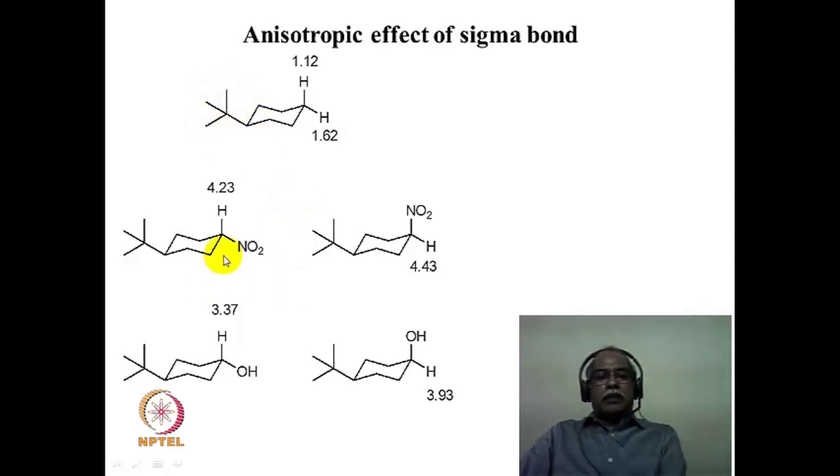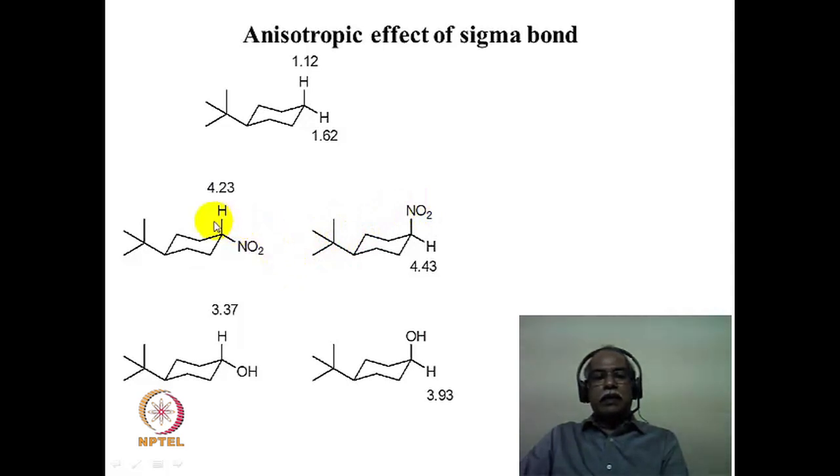Now, let us consider the nitro derivative of the 4-tertiary butyl cyclohexane. This is the equatorially substituted nitrocyclohexane. This is the axially substituted nitrocyclohexane. Now this hydrogen is an axial hydrogen and this is an equatorial hydrogen. These two compounds are diastereoisomers. This is the trans isomer of the nitro tertiary butyl cyclohexane, whereas this is the cis isomer of the nitro tertiary butyl cyclohexane.